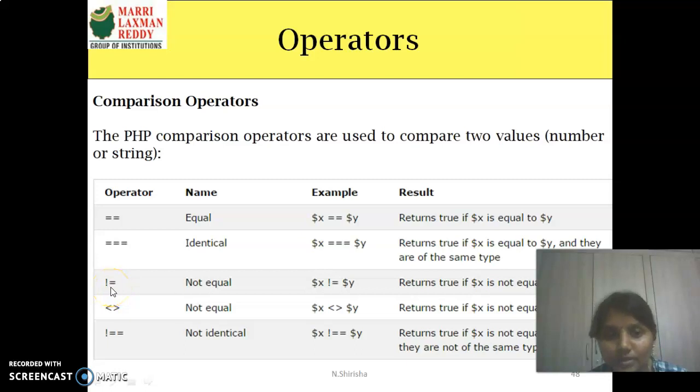Similarly, not equals to: x equal to 2, y equal to 3, they are not equal. In such a case it returns true. If it is not equal, it returns true. In the same way, not equal to can be written using exclamation equal to, or less than and greater than together. Not identical also checks both cases, type and value. Okay, so this is something about comparison operators.